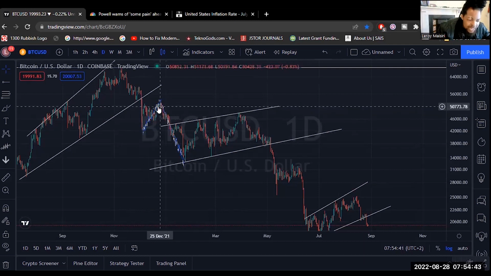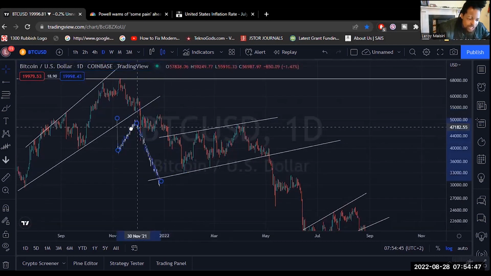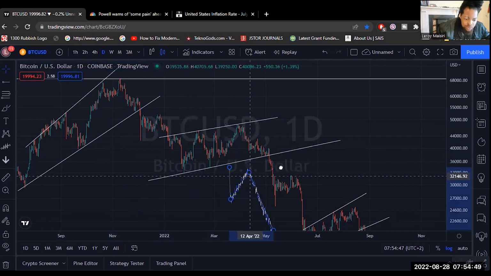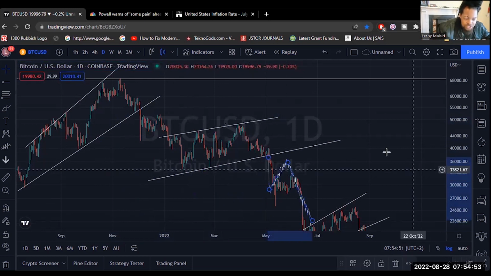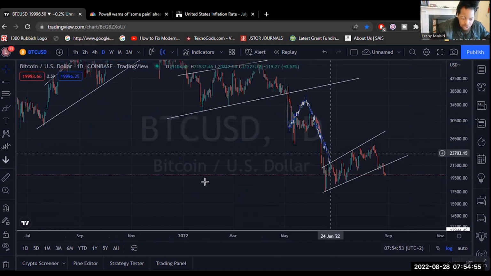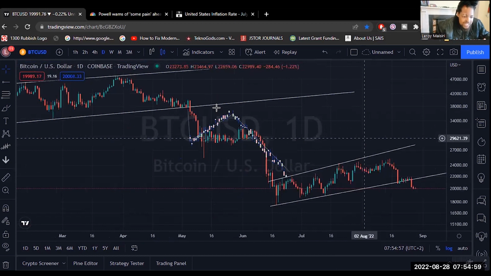So I take my pattern, right? After this channel has been established, I have to wait for it to be established, and then I start to project. I wonder what would happen if markets were to break out of this structure. Lo and behold, look, let's zoom in, let's zoom in, let's zoom in. You guys saw, I didn't change anything, right?